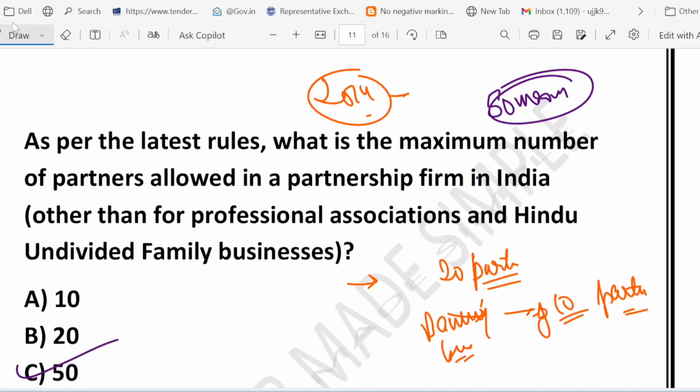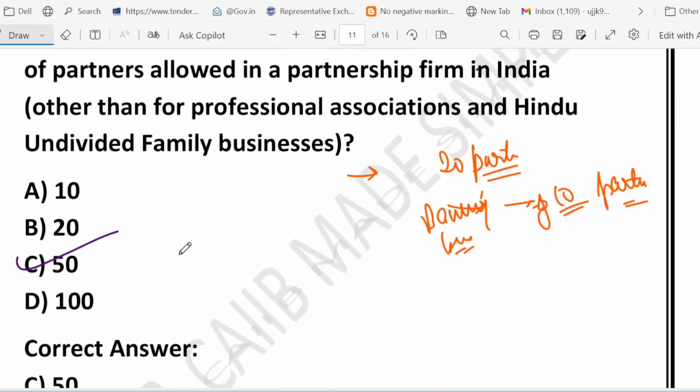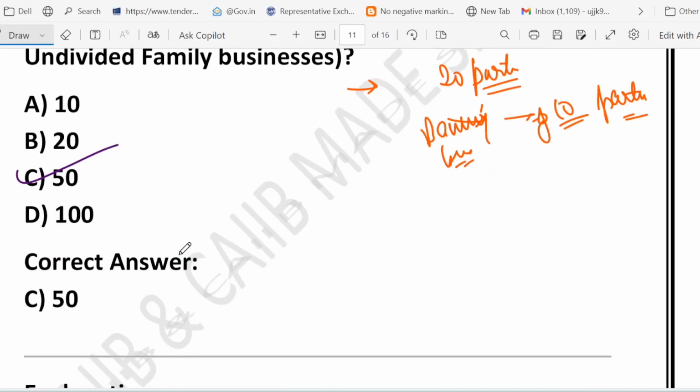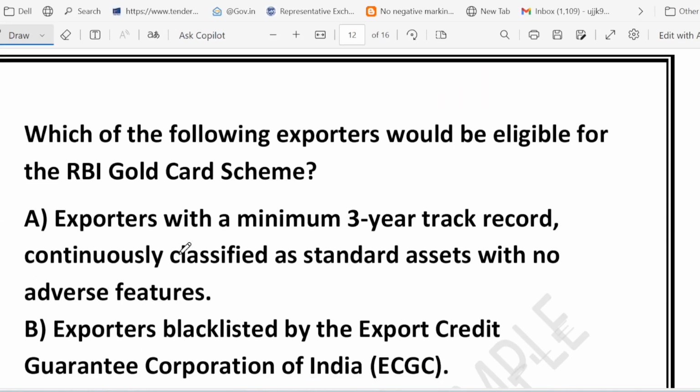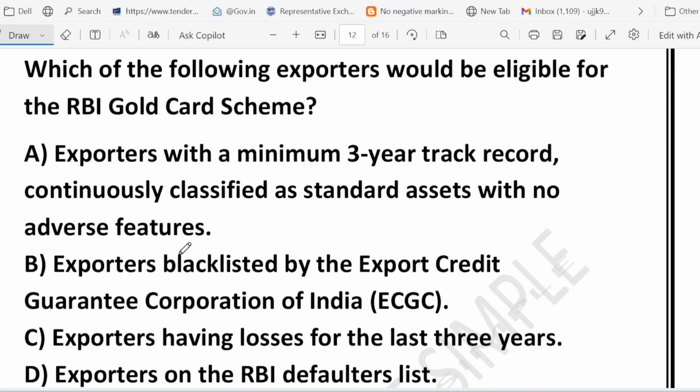So remember, a partnership firm is 2 or more persons running a business together. Earlier the limit was 20, or 10 for banking, but now the maximum partner limit is 50. Now the next question is very good, regarding the RBI Gold Card scheme, right? So friends, which of the following is eligible for the RBI Gold Card scheme?